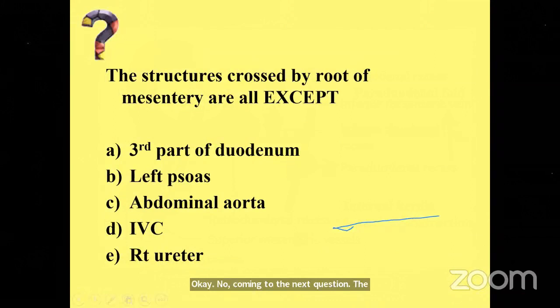Okay. Now coming to the next question. The structures crossed by the root of mesentery are all except. You know, the root of mesentery is aligned obliquely from left to right, and when it is attached to the posterior abdominal wall, it is crossing some of the important structures. The options are third part of duodenum, left psoas, abdominal aorta, inferior vena cava, and right ureter, which is not a structure crossed by the root of mesentery. That is the question. What can be the answer?